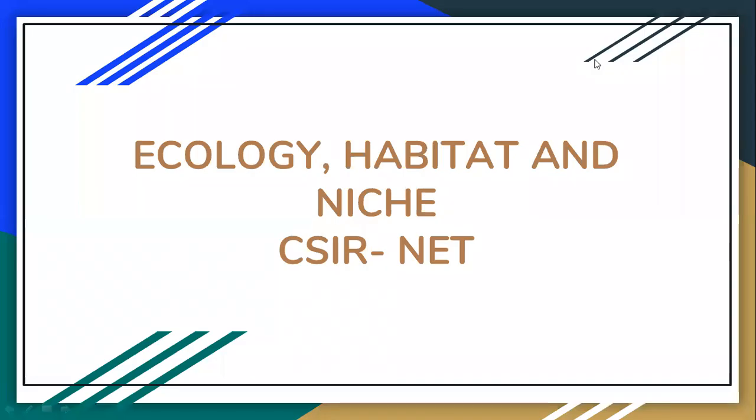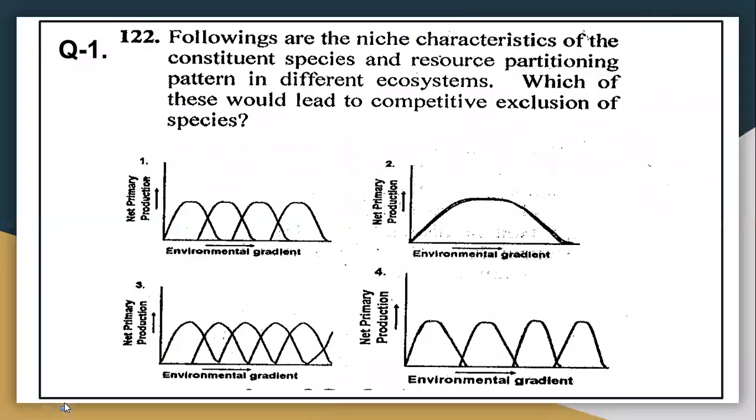So let's talk about a few questions of CSIR NET syllabus, previous year questions on ecology. So first question we'll see. First question: the following are the niche characteristics of the constituent species and resource partitioning pattern in different ecosystems. Which of these would lead to competitive exclusion of the species?